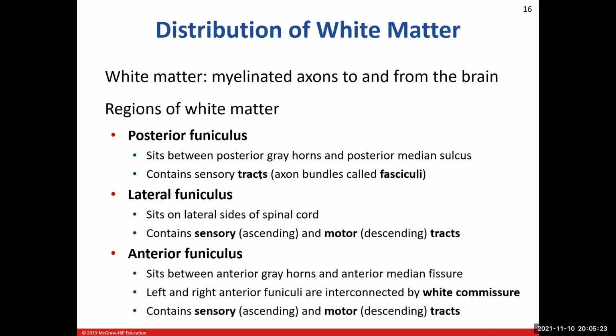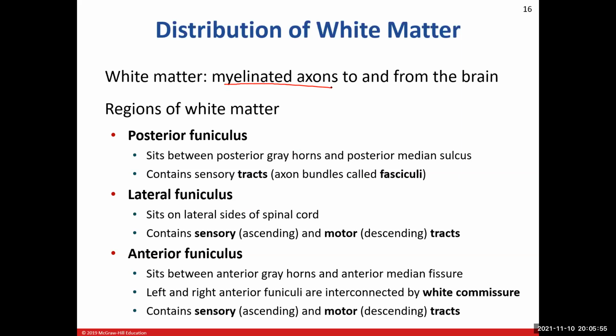All right, white matter. White matter is going to be myelinated axons. And so these myelinated axons ascend up to the brain and they descend down from the brain. So you have ascending and descending tracts. We know that the ascending tracts carry sensory information. Descending tracts carry motor information. So let's look at where we find the white matter. We have the posterior funiculus, the lateral funiculus, and the anterior funiculus.